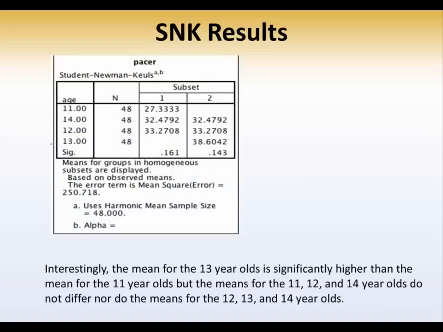Here are the results from the Student-Newman-Keuls. Notice we're doing all pairwise comparisons, and we have 2 subsets. And what we've learned is that the 13-year-olds are significantly higher in pacer lapse than the mean for the 11-year-olds, but the means for the 11, 12, and 14-year-olds don't differ, nor do the means for 12, 13, and 14-year-olds.